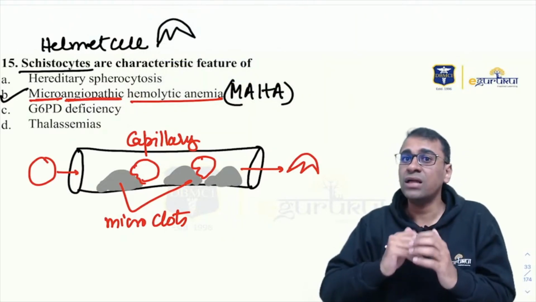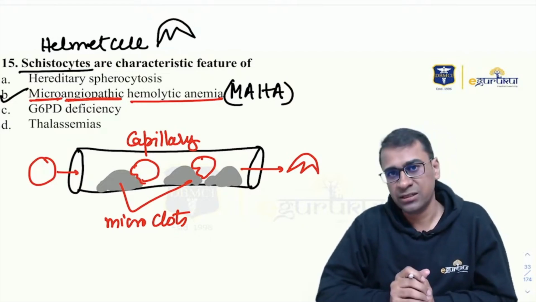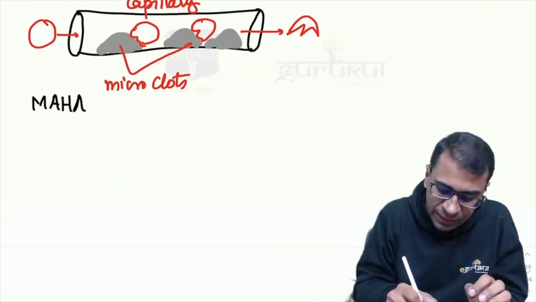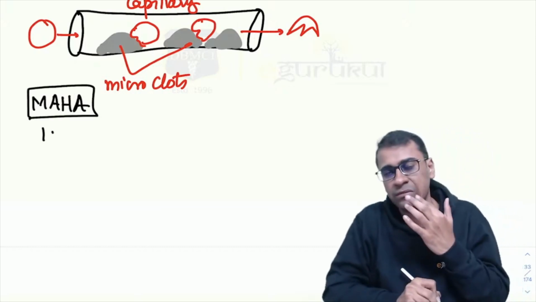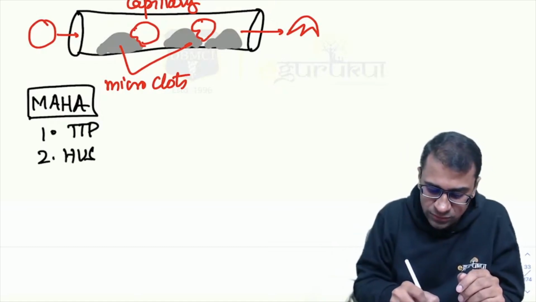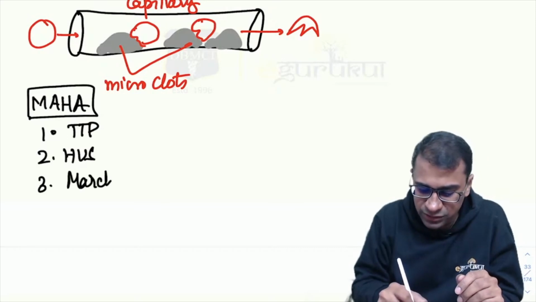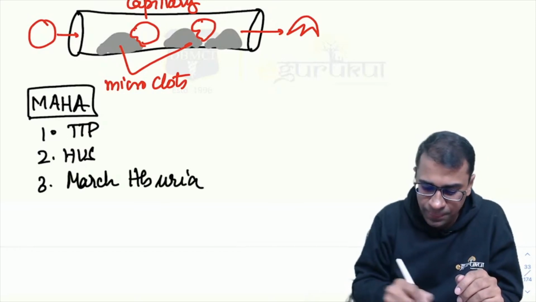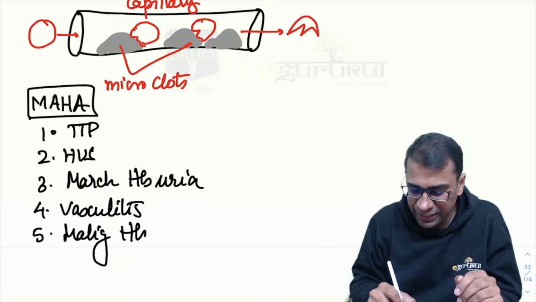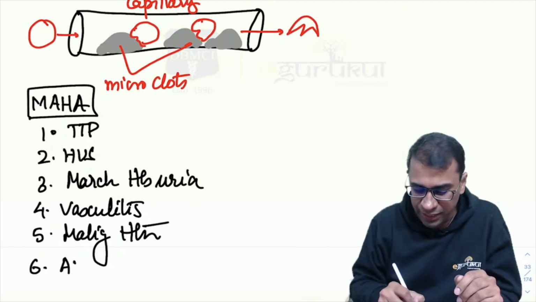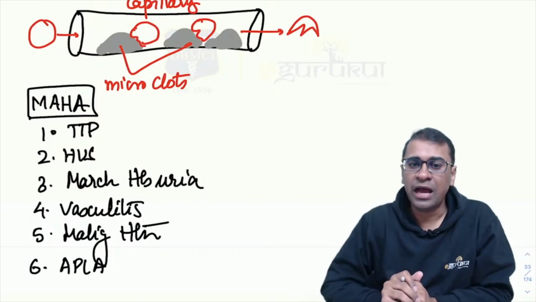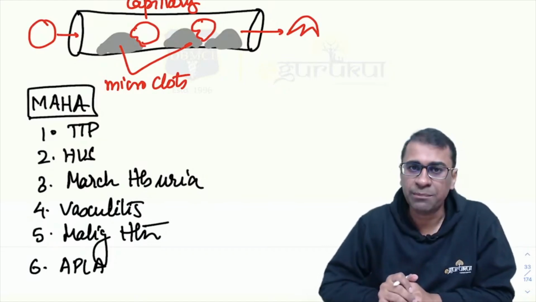Now you must know what the other causes of helmet cells are. What are the other causes of microangiopathic hemolytic anemia? First, it can be seen in TTP, HUS. It can be seen in march hemoglobinuria, vasculitis, malignant hypertension, and can also be seen in a case of APLA. Do you know what APLA is? Antiphospholipid antibody syndrome.